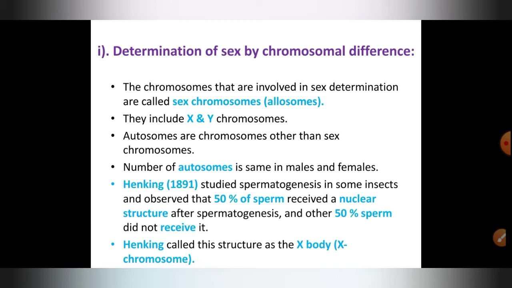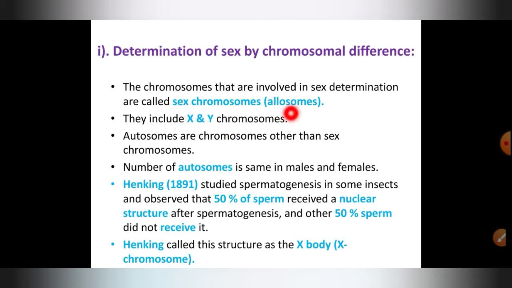Usually there are two types of chromosome. One is autosome and another one is allosome. Autosomes are also called somatic chromosomes, and allosomes are also called sex chromosomes. Inside the somatic cells you will have the somatic chromosomes or autosomes, and inside the sex cells you will have the sex chromosomes, which are also called allosomes.